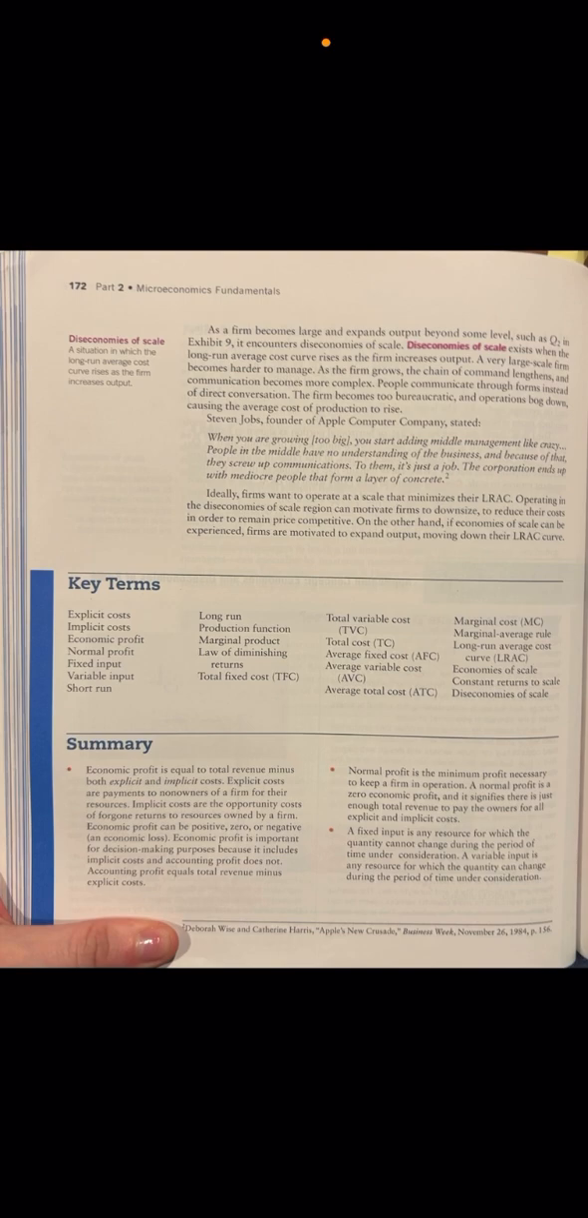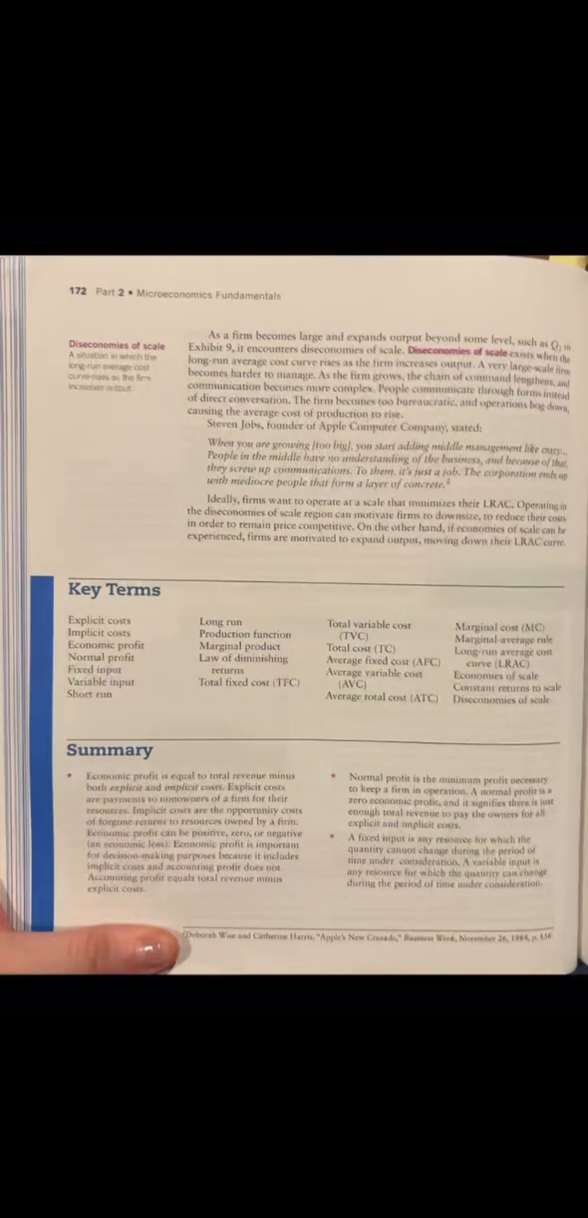Key terms: explicit cost, implicit cost, economic profit, normal profit, fixed input, variable input, short run, long run, production function, marginal product, law of diminishing returns, total fixed cost, total variable cost, total cost, average fixed cost, average variable cost, average total cost, marginal-average rule, long-run average cost curve, economies of scale, constant returns to scale, diseconomies of scale.